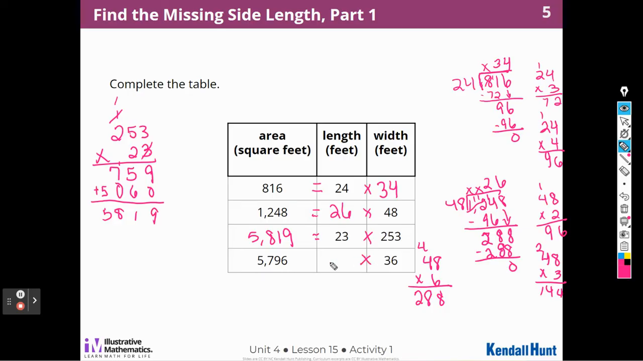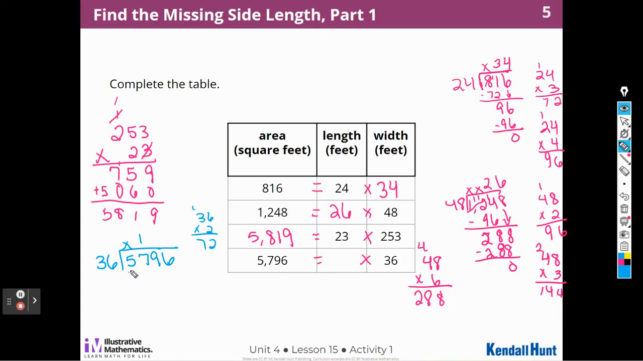All right, we have one less to do. What times 36 is 5,796? I'm going to get a different pen just so we can tell the different work that I'm doing. So again, I'm going to have to divide 36 goes into 5,796. Well, there are no 36s in 5, so I'm going to put an X there. How many 36s are in 57? Well, if I double 36 times 2, I think it's going to be too big. Yeah, it's going to be 72.